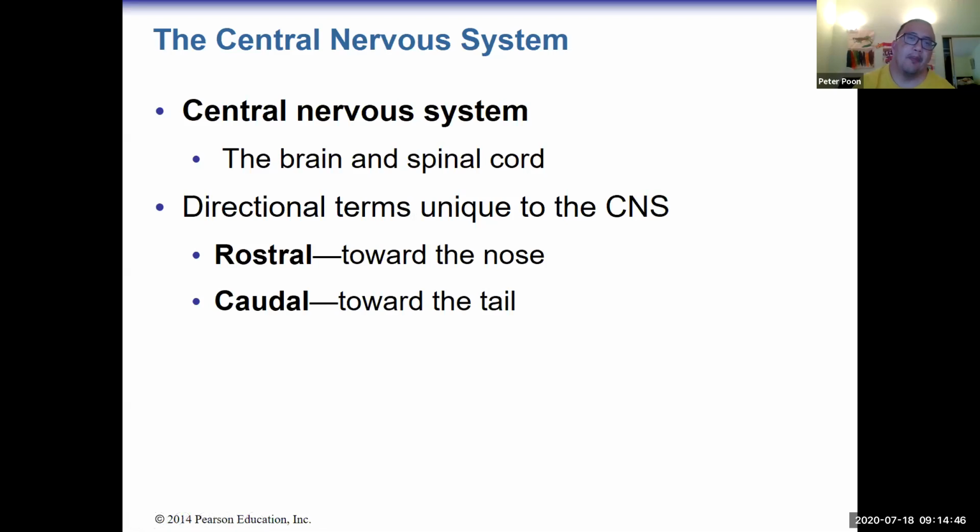So the central nervous system consists of two parts: the brain and the spinal cord. We often think about it as just the brain, but the spinal cord is just as important. And I'll explain a little bit.